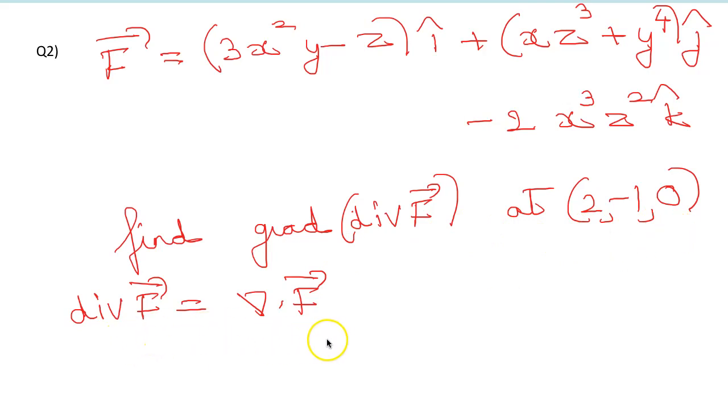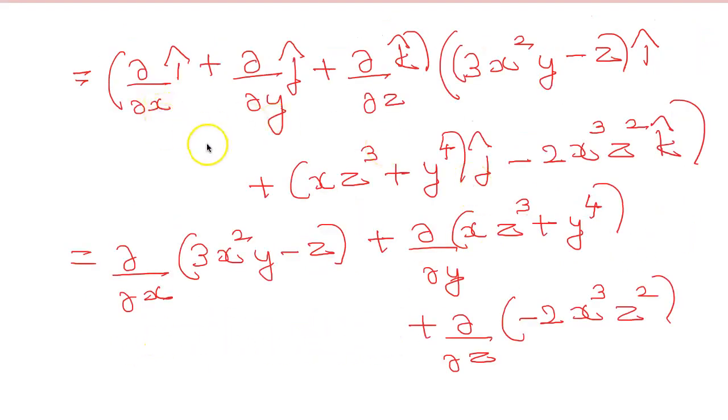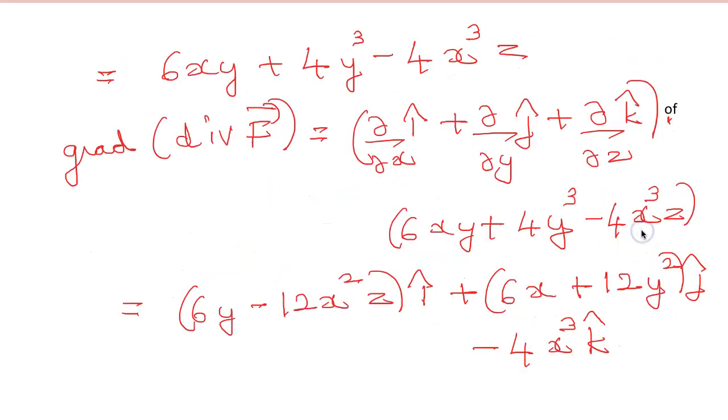Now the divergence of f is del dot f, that is, the partial derivative with respect to x of the i component, plus the partial derivative with respect to y of the j component, plus the partial derivative with respect to z of the k component. So that will be the partial derivative with respect to x of 3x²y − z, plus the partial derivative with respect to y of xz³ + y⁴, plus the partial derivative with respect to z of −2x³z². That will be 6xy + 4y³ − 4x³z.